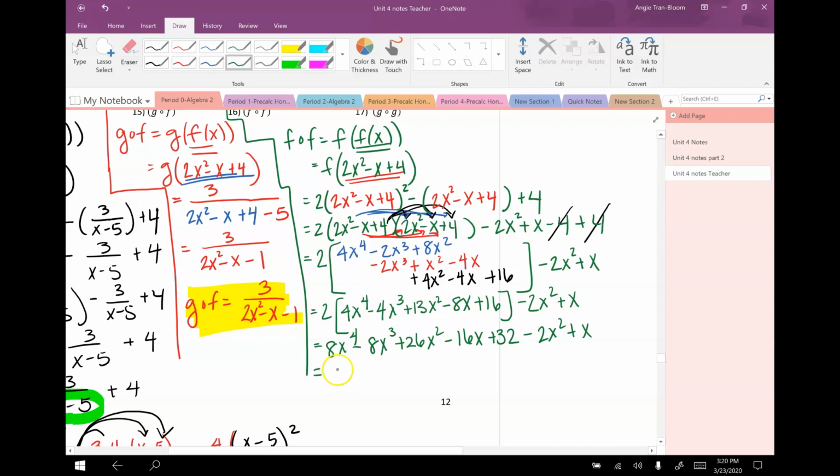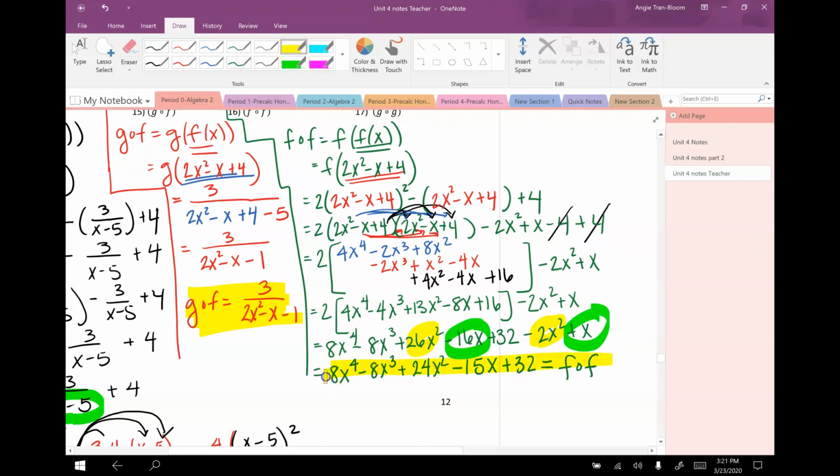Since we only have 1 term of x to the 4th, I can easily just drop these down. I do have 2 terms of the x squared, so that will give me a positive 24x squared. I do have two terms of the x's, so that will give me a negative 15x and drop down my 32. Now this answer is the answer to f of f. So now I can highlight or box that all up.